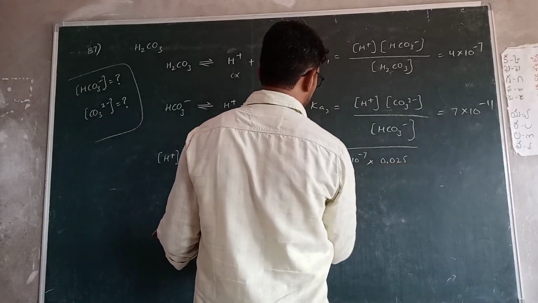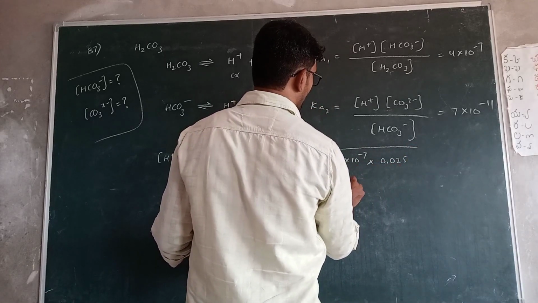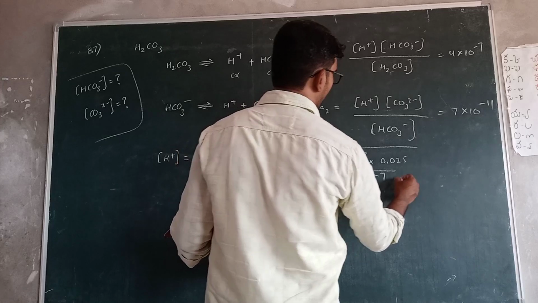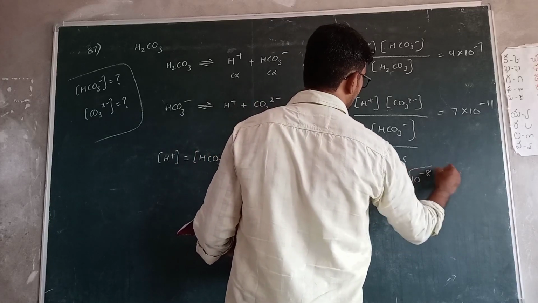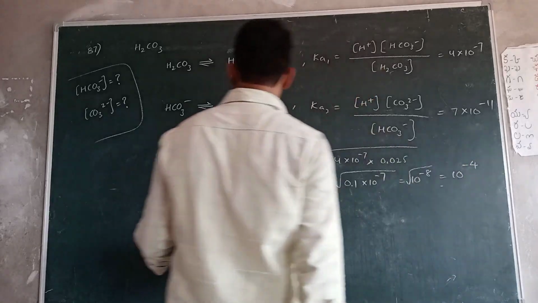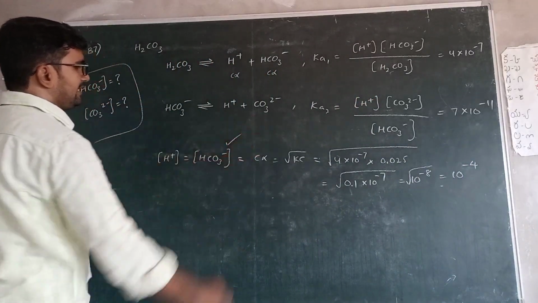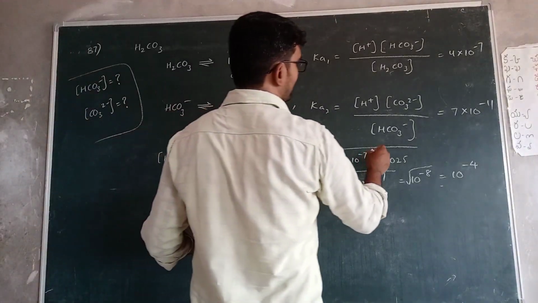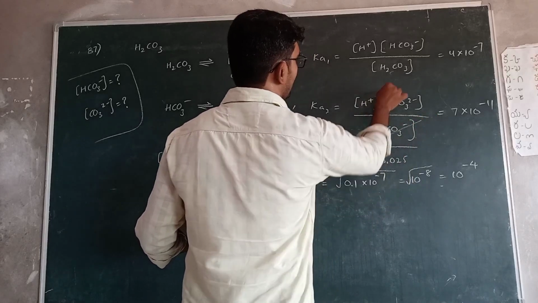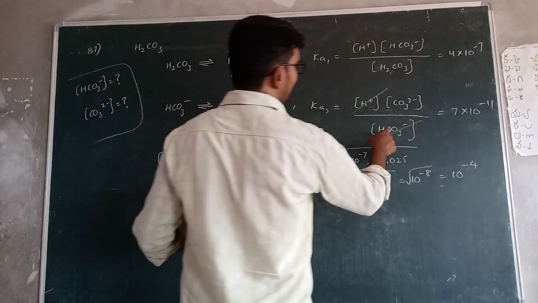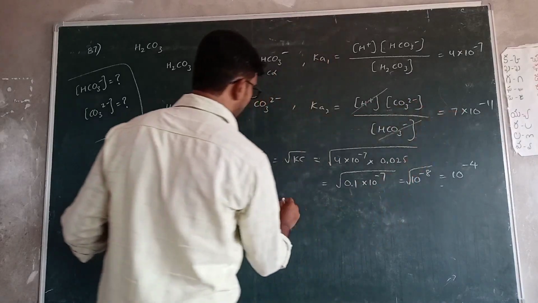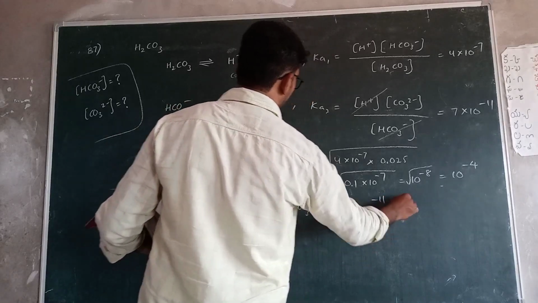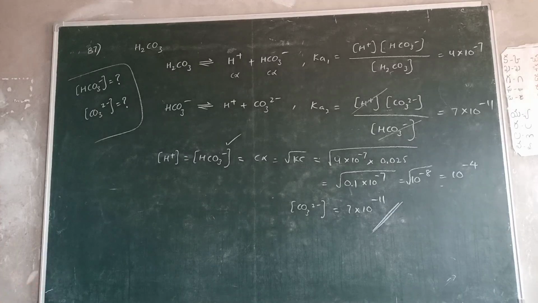Okay, 4 into 25, 25 4s are 100. So 0.1 into 10 to the power of minus 7. So 10 to the power of minus 1, 10 to the power of minus 7, 10 to the power of minus 8. Root of this is 10 to the power of minus 4. Okay, so concentration of HCO3 minus is 10 to the power of minus 4. Based on this, these two are similar. Concentration of HCO3 minus and concentration of H plus, these two are similar, then these two are cancelled. Then CO3 2 minus concentration is 7 into 10 to the power of minus 11. Completed this problem also.